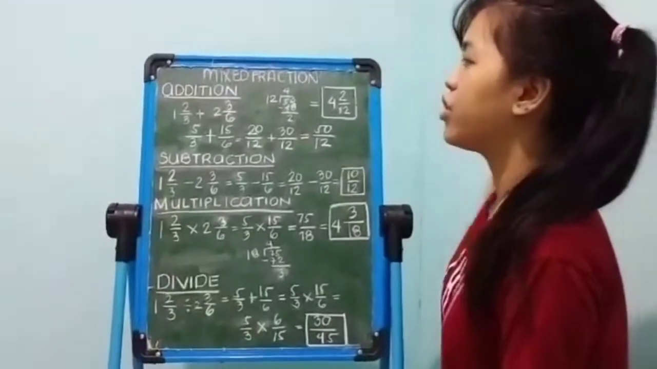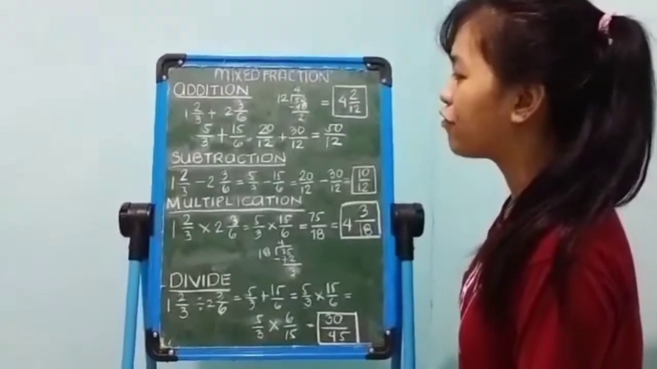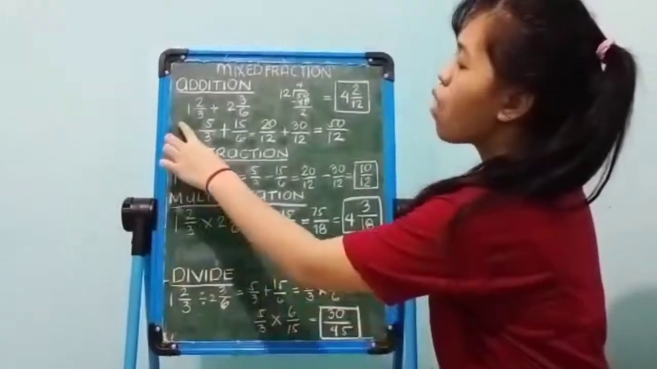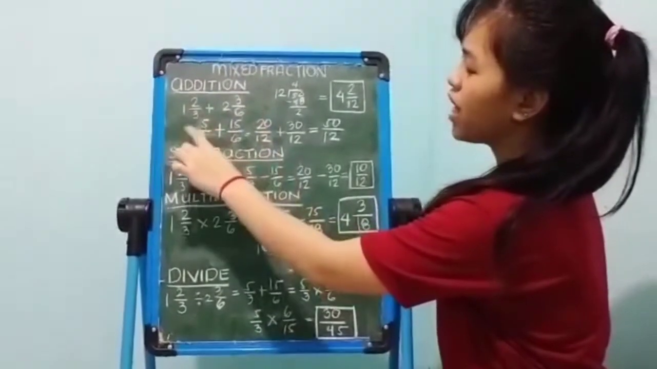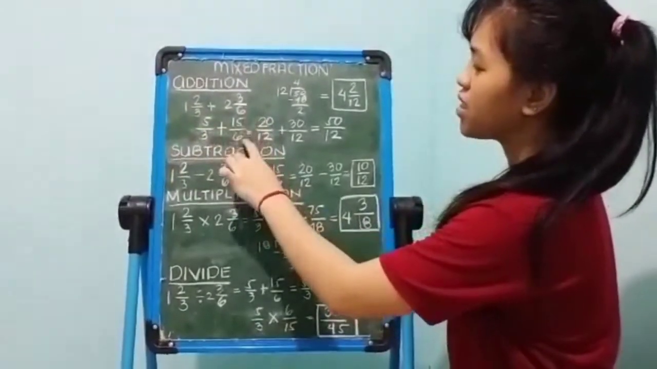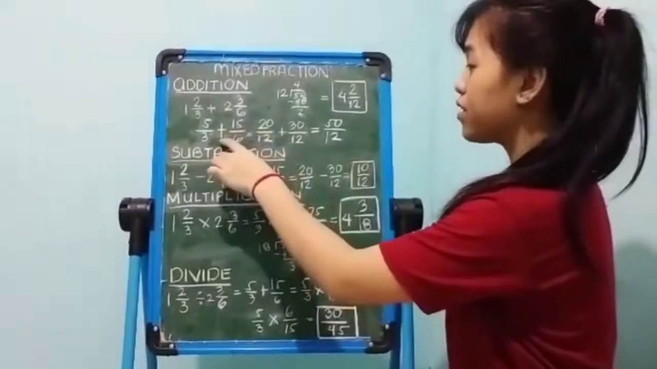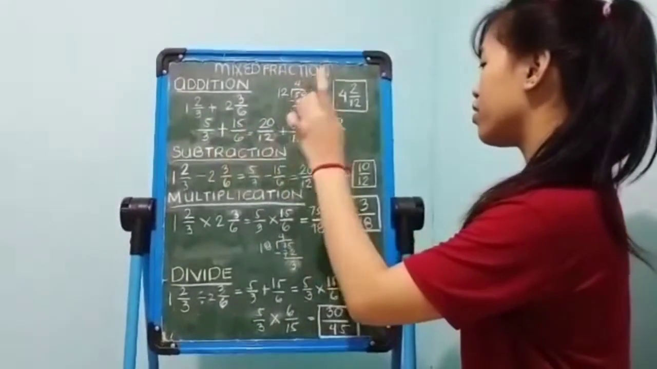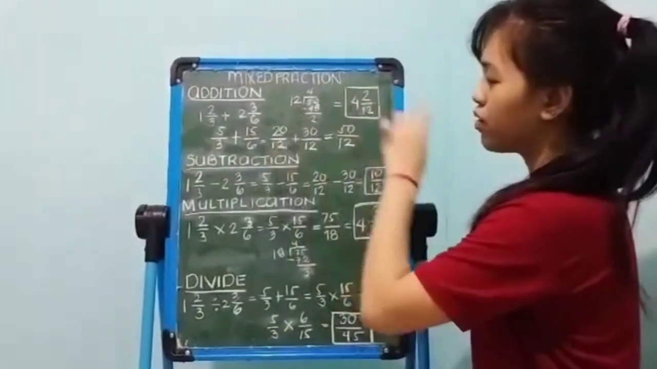Mixed fraction, addition. In adding mixed fractions, change them into improper fractions. For example, 1 and 2 thirds plus 2 and 3 sixths is equal to 5 thirds plus 15 over 6. Since they have different denominators, find the LCD, which is 12. And 12 divided by 3 is equal to 4. 4 times 5 is equal to 20.